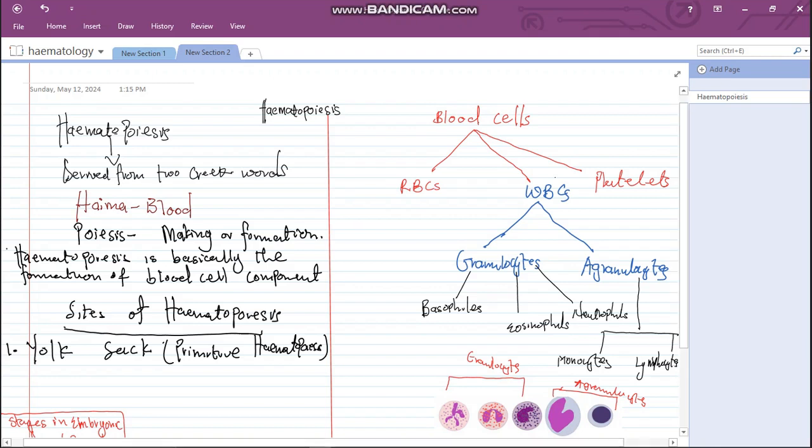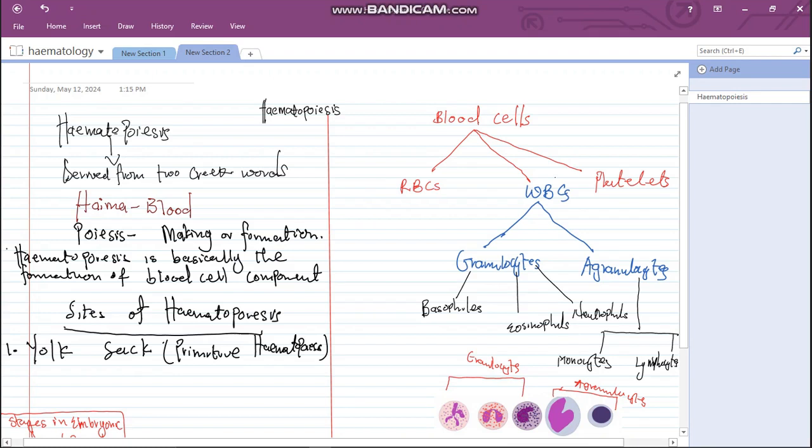So basically, the word hematopoiesis is derived from 2 Greek words. Hema means blood, and poiesis means making or formation. So therefore, hematopoiesis literally means blood formation or blood making. Alright.